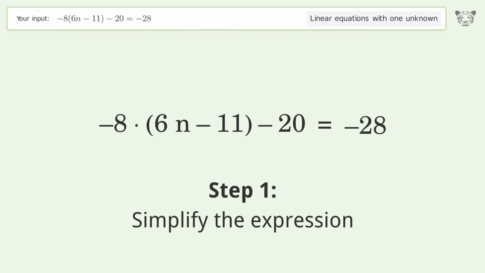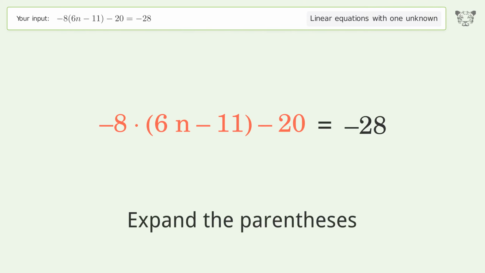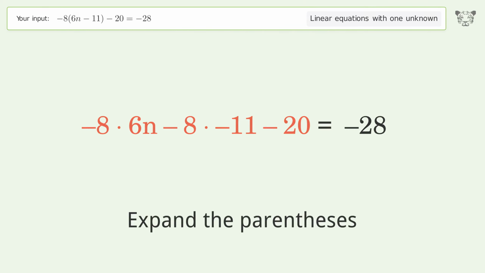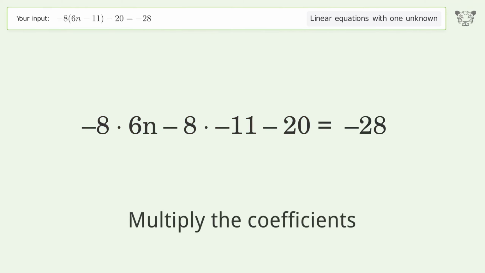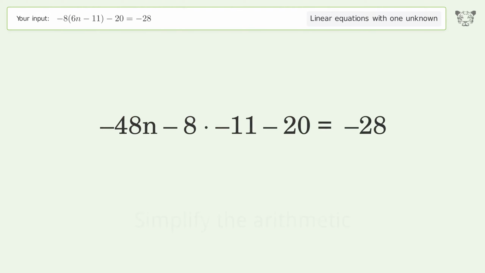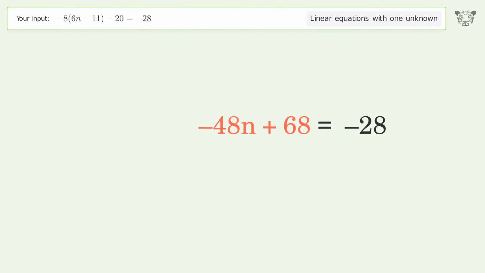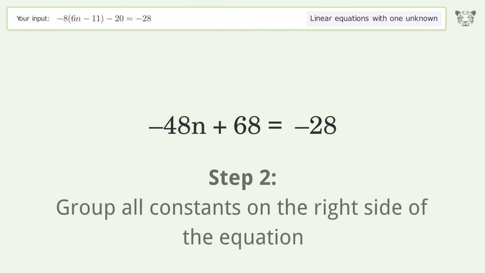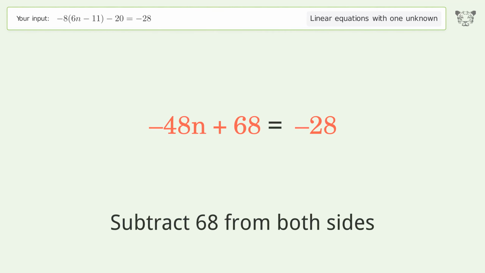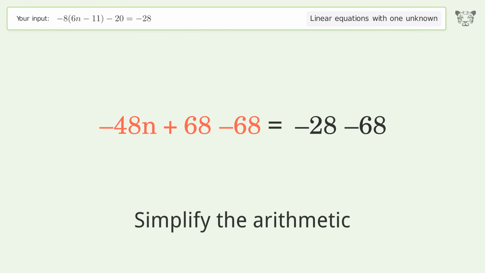Simplify the expression. Expand the parentheses. Multiply the coefficients. Simplify the arithmetic. Group all constants on the right side of the equation. Subtract 68 from both sides. Simplify the arithmetic.